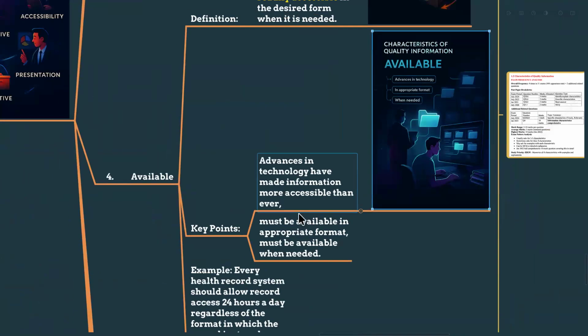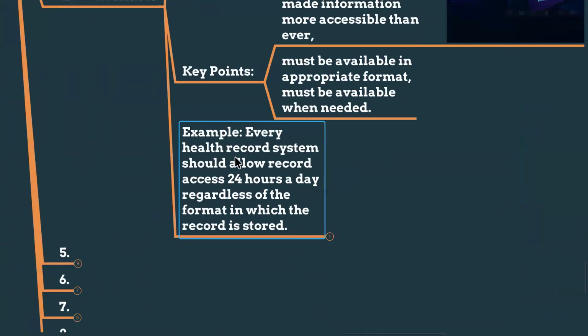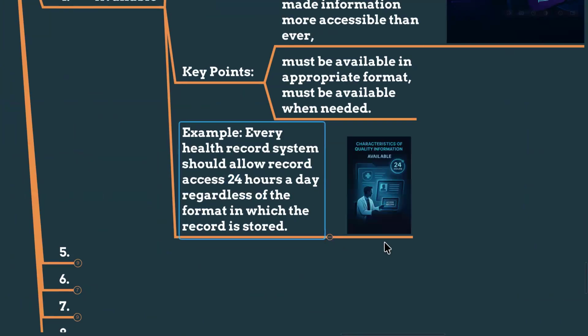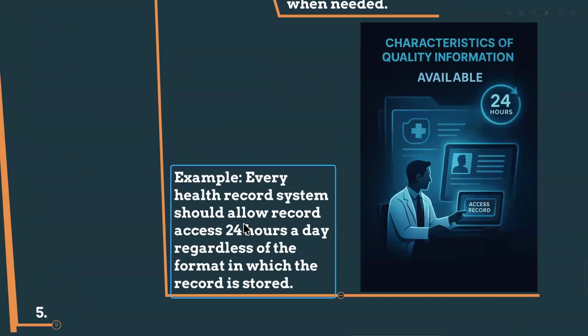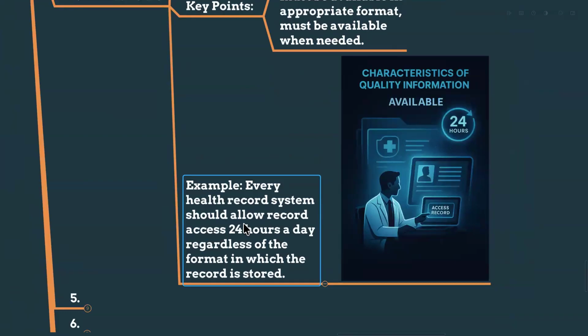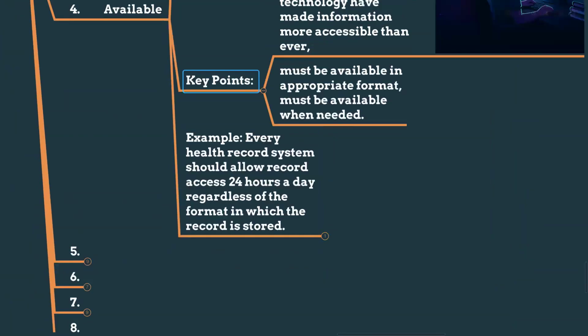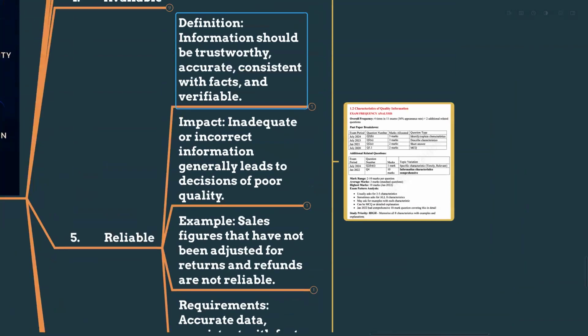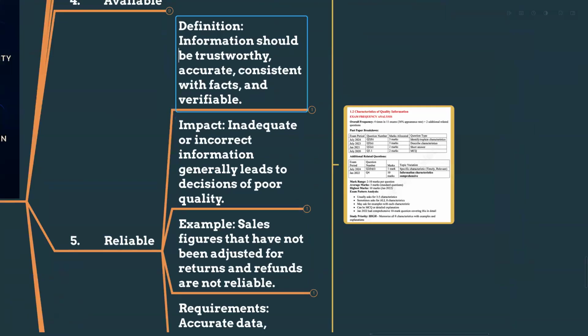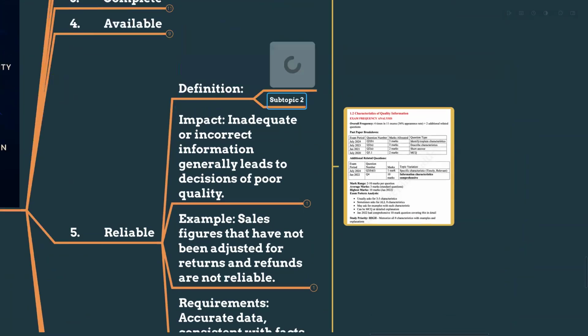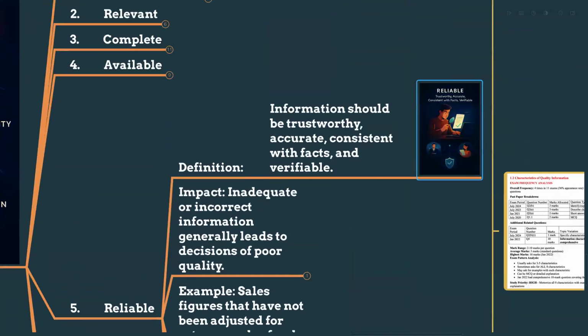So that's about availability. An example is here: every health record system should allow record access 24 hours a day, regardless of the format in which the record is stored. That is availability, my dears. And reliable. Reliable is one of the good characteristics of good information. So you must know this.